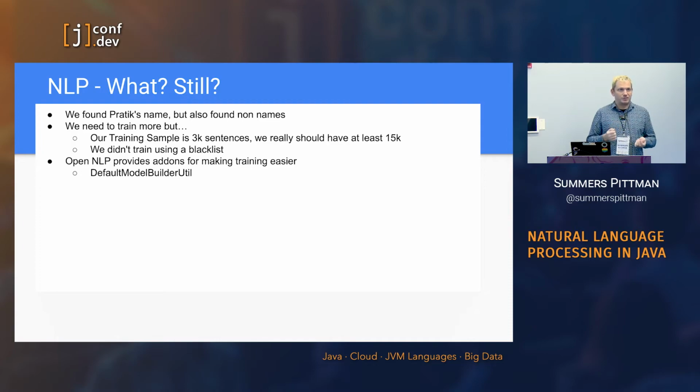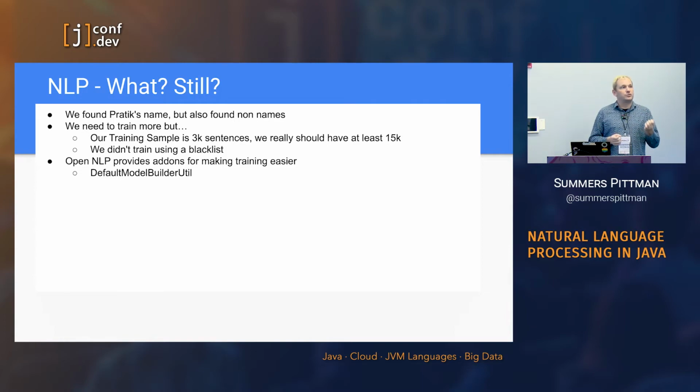when I was researching this topic earlier today, I found that OpenNLP has add-ons to the core library. And one of these add-ons is this thing called Default Model Builder Util, which makes it a lot easier to build these models. So I unfortunately don't have an example of this, but what the model builder will do is, in addition to taking in your sentences, it will also ask you for a list of things that you know to be looking for. So I could hand it a list of all the names of all the speakers from DevNexus, and it will just go ahead and automatically tag those when it runs through, which is great.